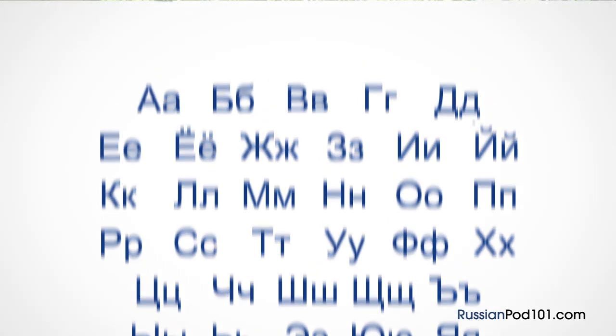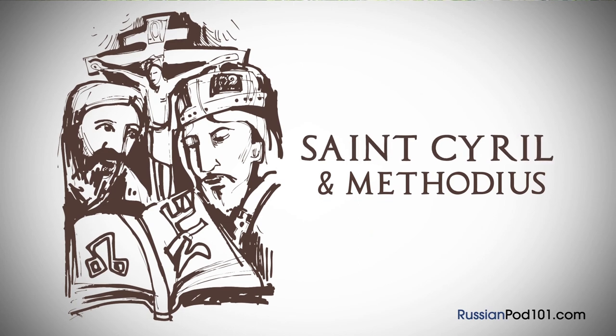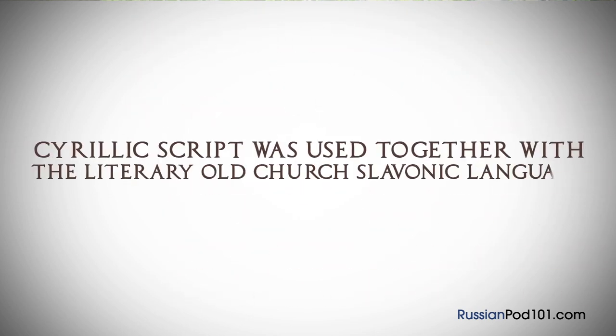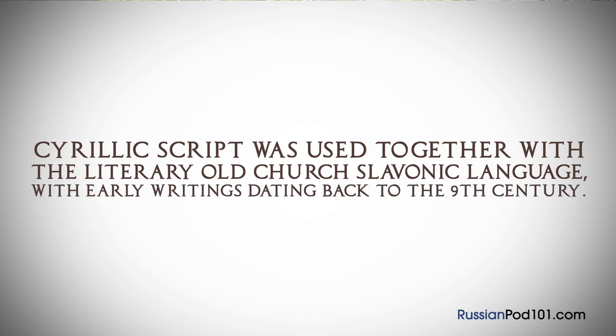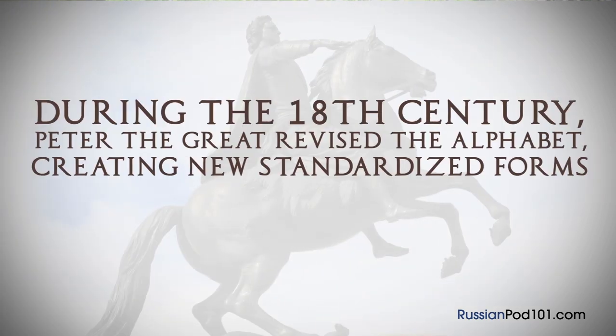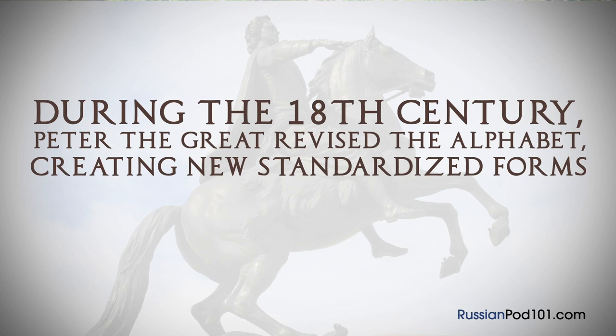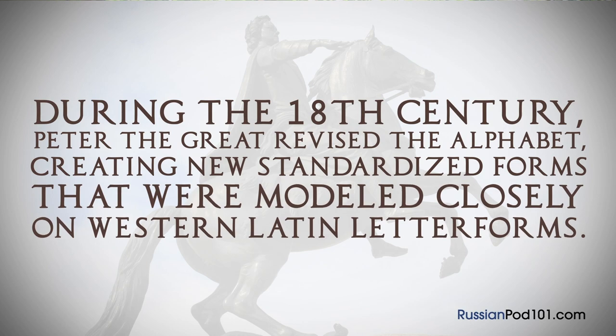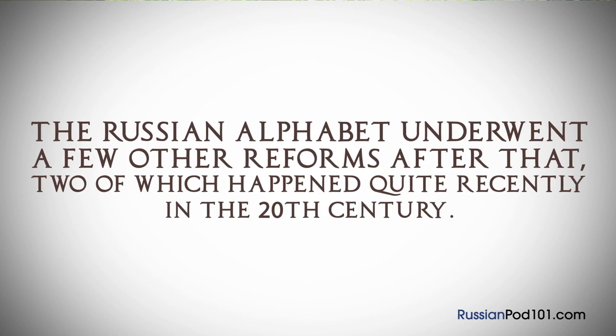Cyrillic script got its name from the Byzantine missionary Saint Cyril. He and his brother Methodius created the older Glagolitic alphabet. Cyrillic script was used together with the literary Old Church Slavonic language. Its early writings date back to the 9th century. In the 18th century, Peter the Great revised the Cyrillic script. He created new standardized letter forms, which were closely modeled on the Western Latin letter forms. Later on, the Russian alphabet underwent a few other reforms, and two of them happened quite recently, in the 20th century.